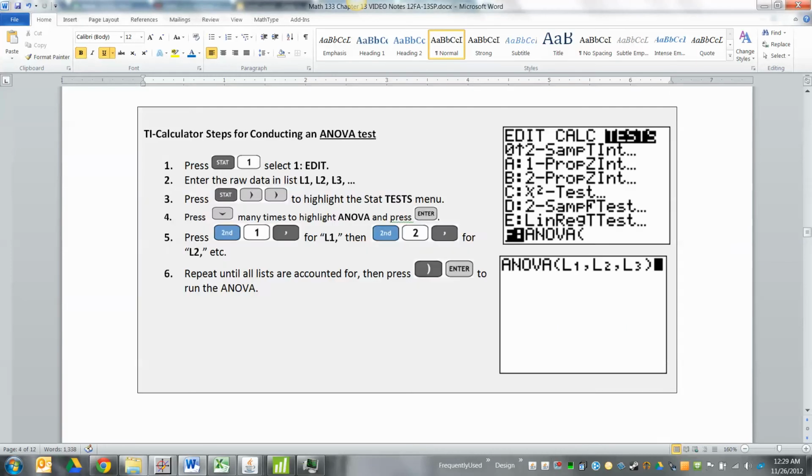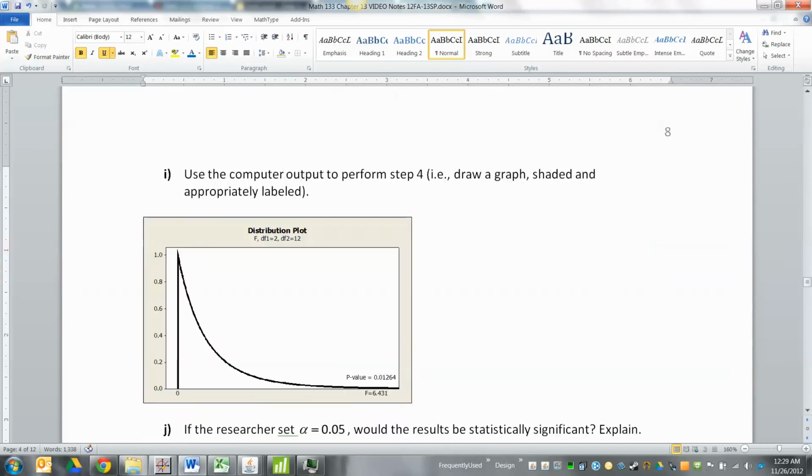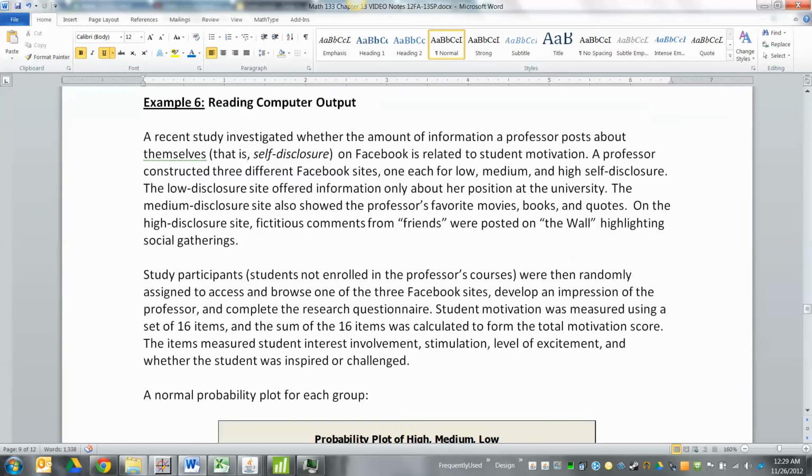All right, now scrolling down. There we go. All right, so a recent study investigated whether the amount of information a professor posts about themselves, that is called self-disclosure, on Facebook is related to student motivation. A professor constructed 3 different Facebook sites, one each for low, medium, and high self-disclosure. I will let you read this. Pause me for a second and read it.